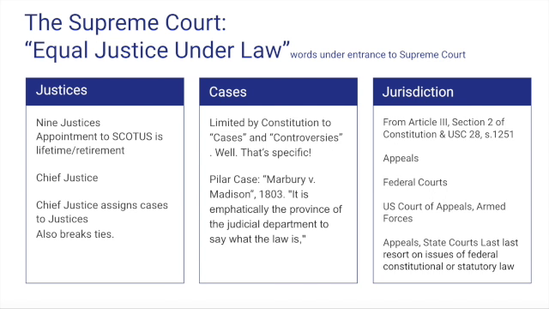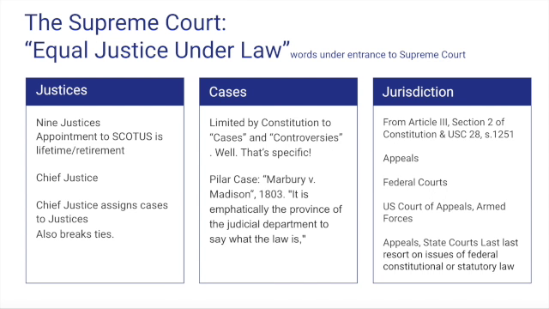And this is where we started to see really the shaping of the Supreme Court as the body that defines the law for the United States of America, using the Constitution and the Federalist Papers as their interpreting documents. Their jurisdiction comes from Article 3, Section 2 of the Constitution, and also from the U.S. Code 28, Section 1251.